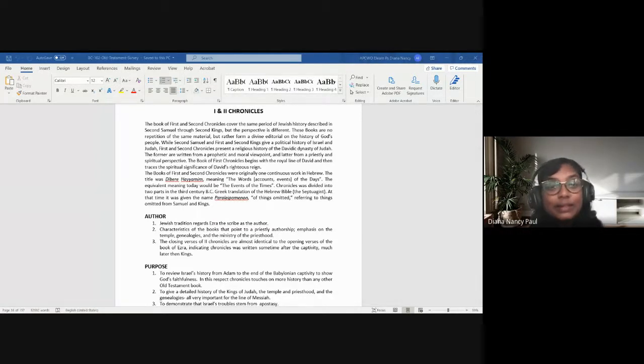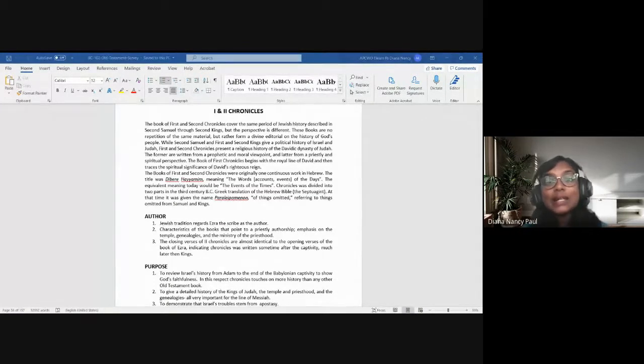As per the date of writing, the completed books were probably compiled in the post-exile period, about 450 to 430, or some scholars say 425 BC, probably in Jerusalem, where the court records were kept. Now, for the purpose of writing, First and Second Chronicles cover mostly the same information as First and Second Samuel and First and Second Kings do.